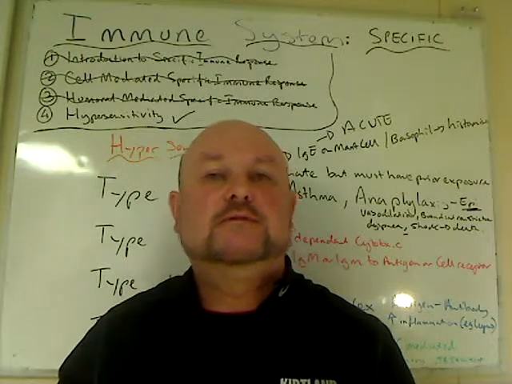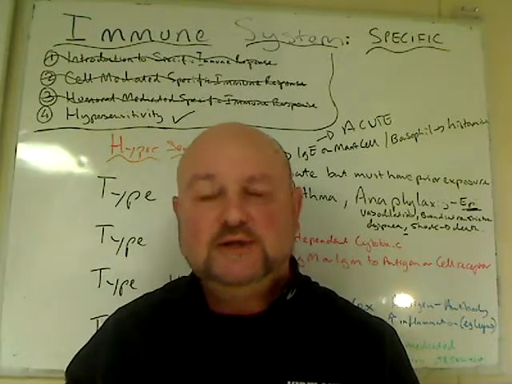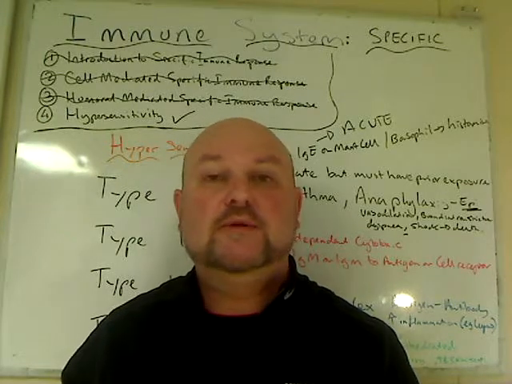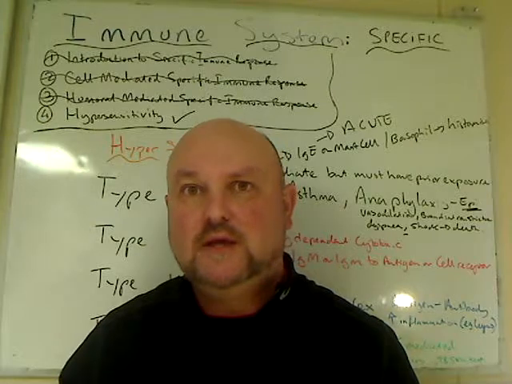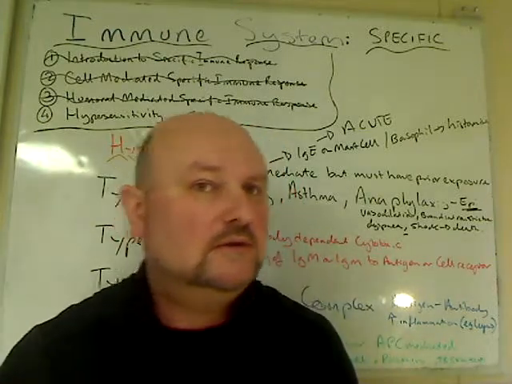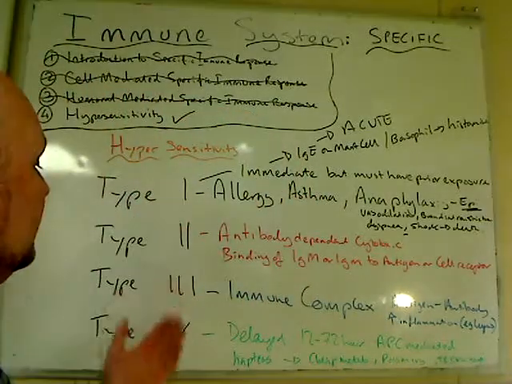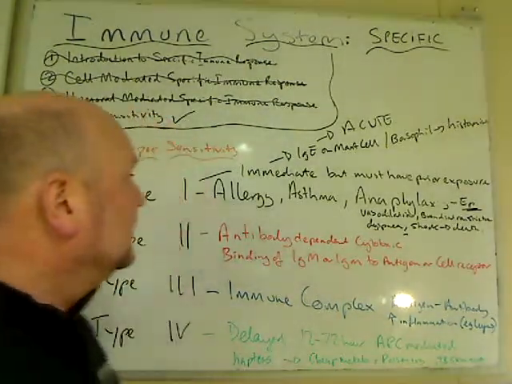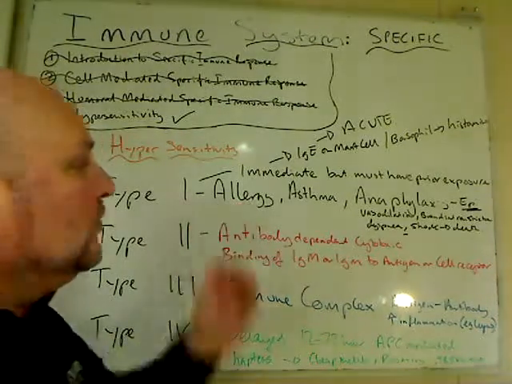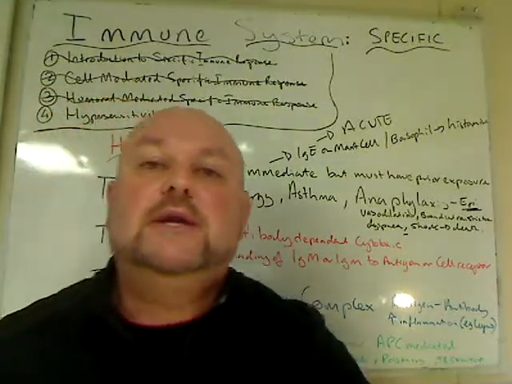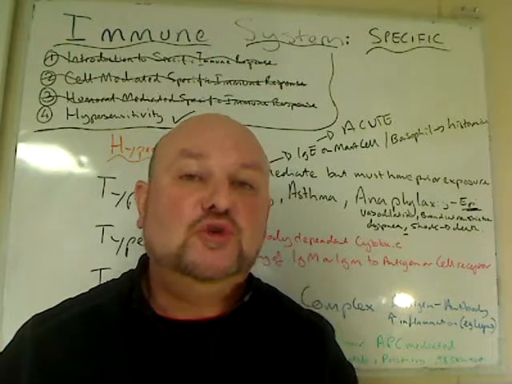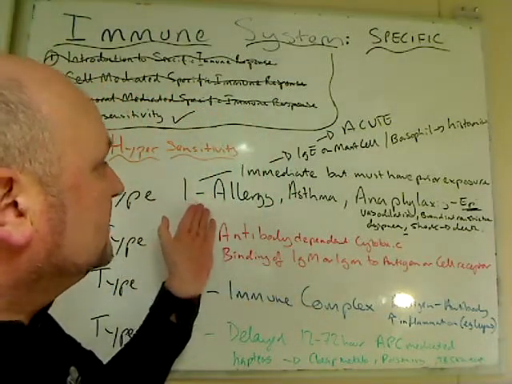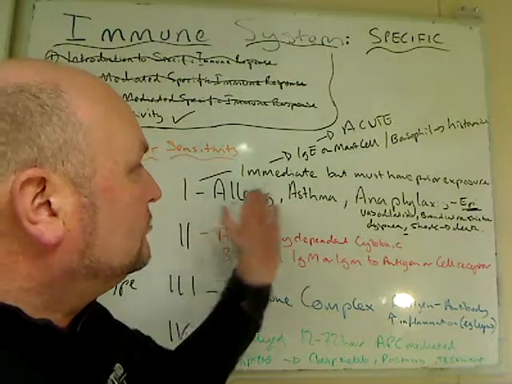So I want to look at the four types and just very briefly talk about the importance of each one and how they differ from each other. Okay, so again, behind me I've got the four types, type 1, 2, 3 and 4. They're no more complex than that. The type 1 is the one that you probably know the most about right now, and that is the acute hypersensitivity.